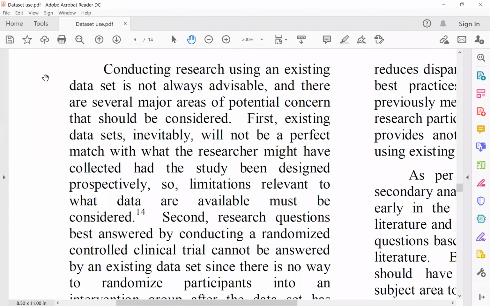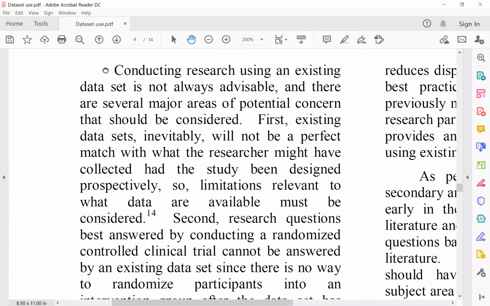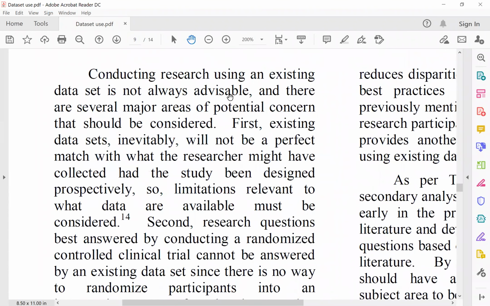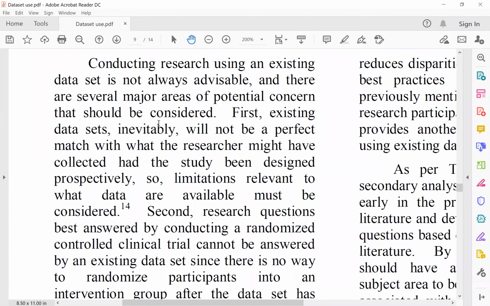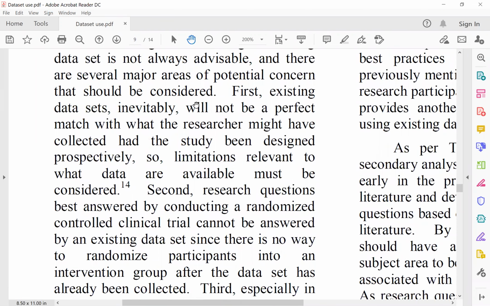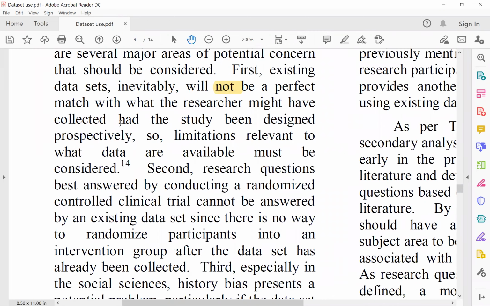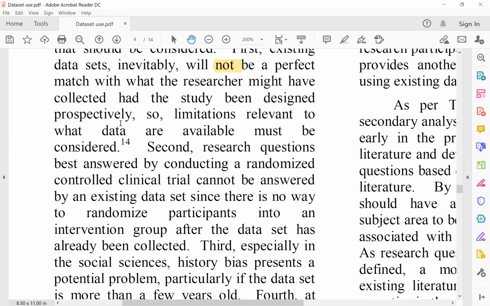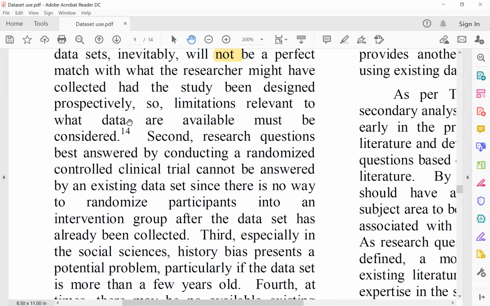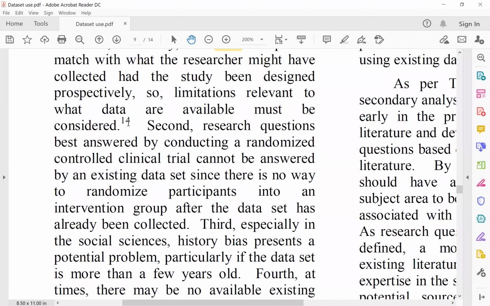Here we'll continue with the secondary dataset use. Conducting research using an existing dataset is not always advisable, and there are several major areas of potential concern that should be considered. First, an existing dataset inevitably will not be a perfect match with what the researcher might have collected had the study been designed prospectively. So limitations relevant to what data are available must be considered.